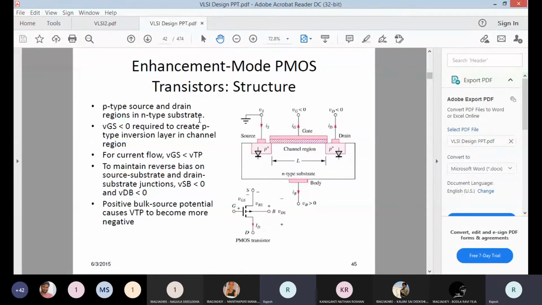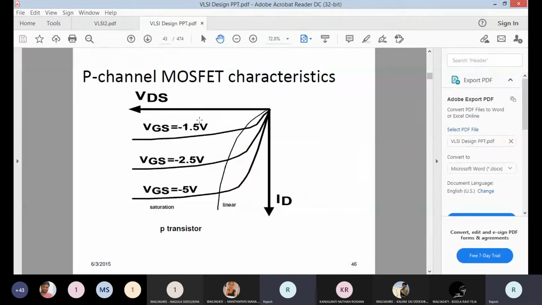This is the same thing, the structure of the N-channel MOSFET, considered for PMOS, and the characteristics of PMOS, corresponding VDS and IDS. Left of that dotted line represents the linear region, and the right side is the saturation region. You can see VGS is negative, VDS is negative, and the corresponding IDS is due to holes.